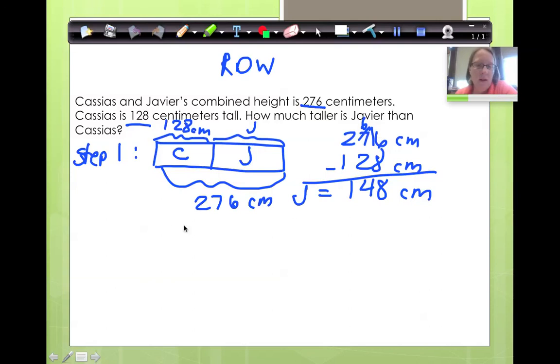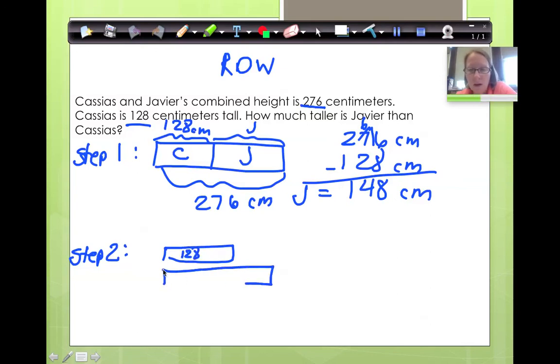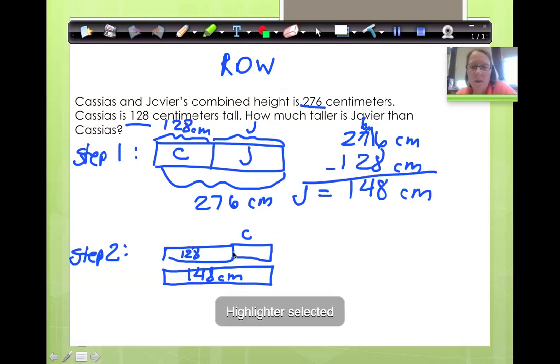Now, it wants to know how much taller Javier is than Cassius. Okay, so now let's figure that one out. So if we have step 2, this right here is Cassius, and she's 128 centimeters. This one over here is Javier, and it's 148 centimeters. So I have this section right here that I don't know, and I'm going to call that C for Cassius, because I want to know how much taller Javier is. So this is what we don't know, this area here. Okay, so let's subtract to find out what the difference is.